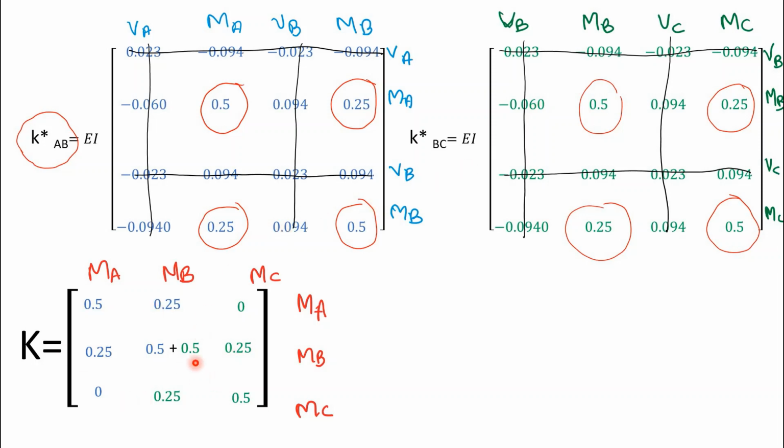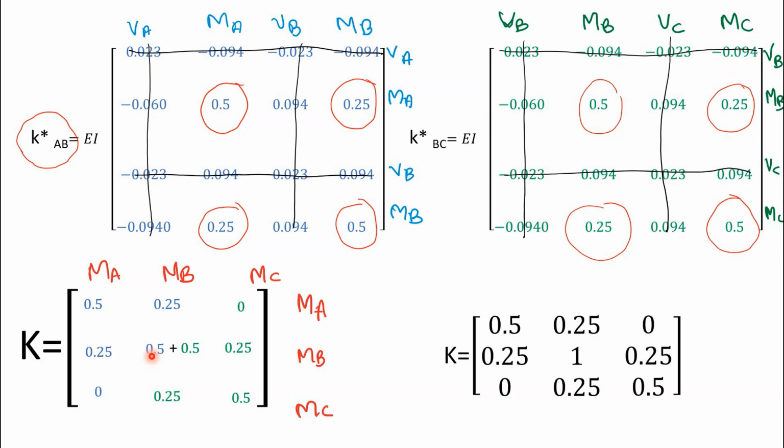Okay, so I'm just adding up this value and find out the final global stiffness matrix. 0.5, 0.25, 0, 0.25. This one is 1, 0.25, 0, 0.25 and 0.5. So, this is our global stiffness matrix for this structure.